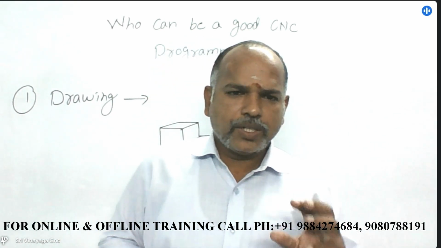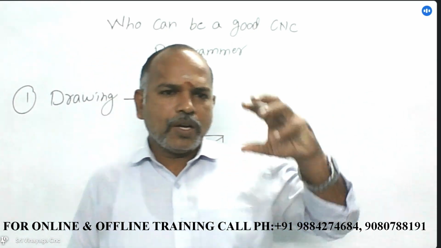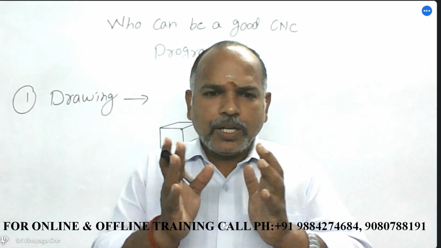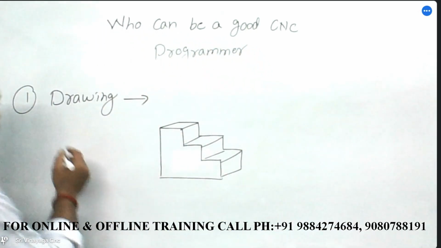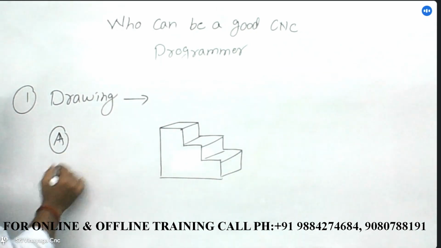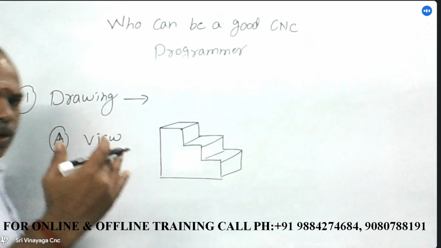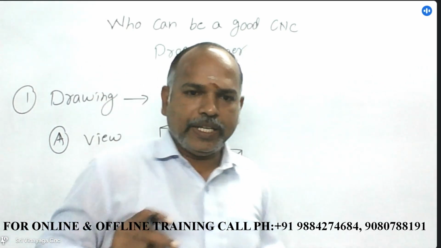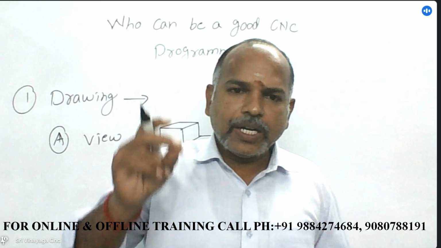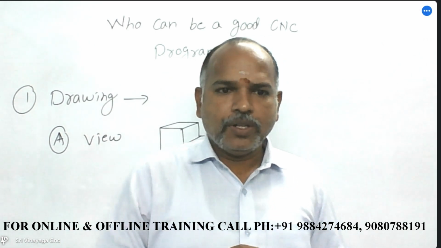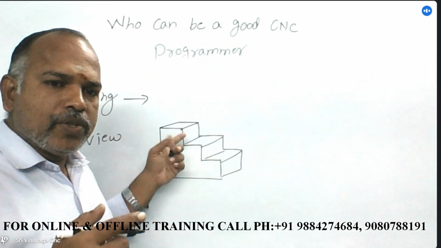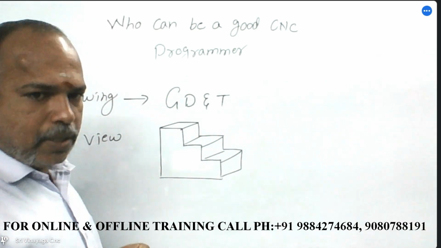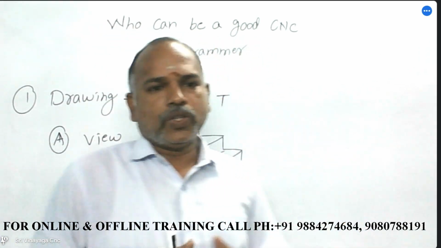So first, if you want to be a good CNC programmer, we should have knowledge in drawing. In drawing we should know how to see the drawing views. First level, the views, that is top view, front view, or side view, that is known as geometry. We will say GD and T. GD and T means geometrical dimension and tolerance. First we should know what is the meaning of GD and T, geometrical dimension and tolerance.